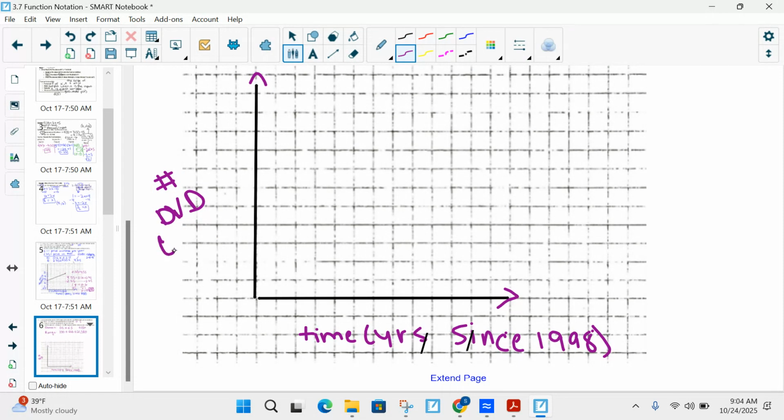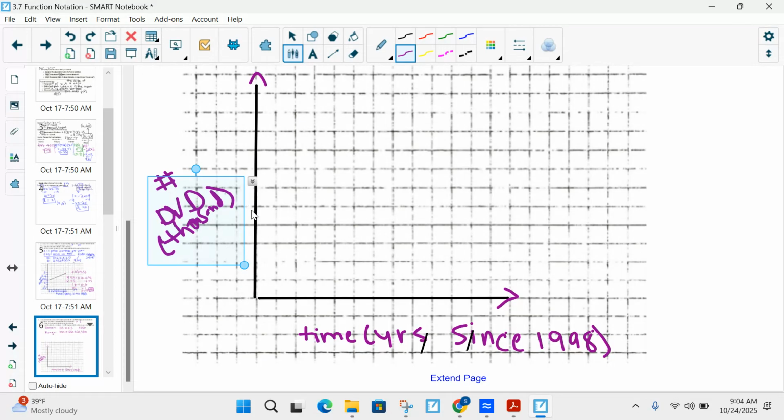DVD players sold in 1,000. So there weren't just 330 DVD players sold. There were 330,000 DVD players sold. Okay. So if our biggest value is 21,580, we can round up to 22,000. So we'll need to go all the way up to 22,000 on the y-axis.